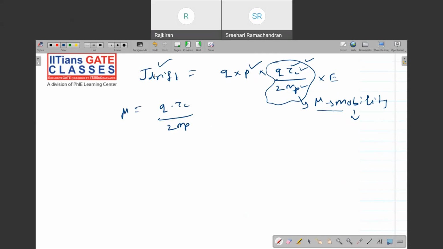But now understand that drift current will depend upon the external electric field, also the concentration, also the mobility. This is my drift current. The current is due to the externally applied electric field. So now we'll go to diffusion.